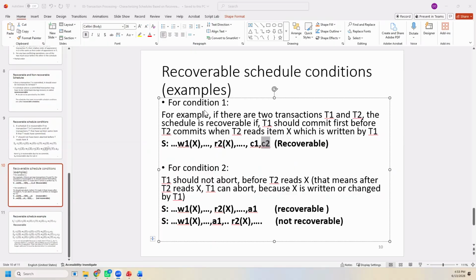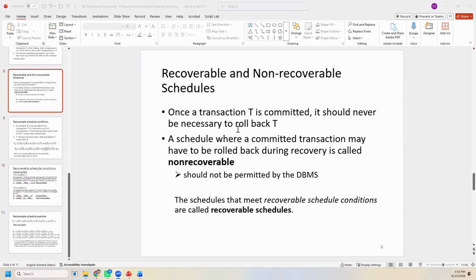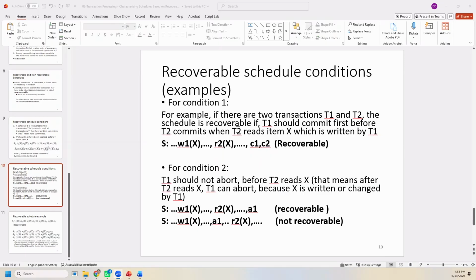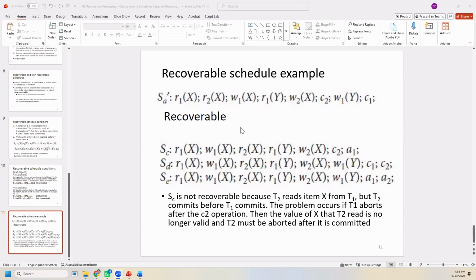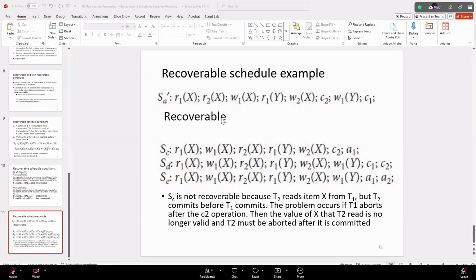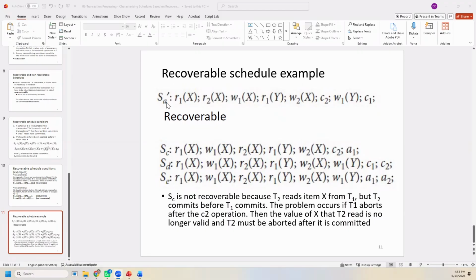So to be recoverable, these two conditions should be satisfied. So I think you can understand. So you can go through these things and understand what happened when recoverable and not recoverable in schedules, right? So these conditions are important. Have an idea about that. Then finally, this is also an example here, a recoverable schedule.